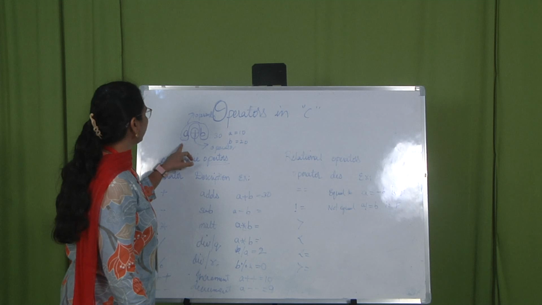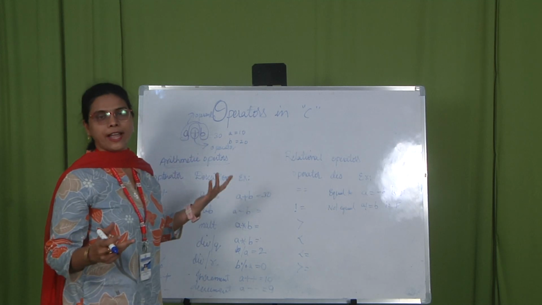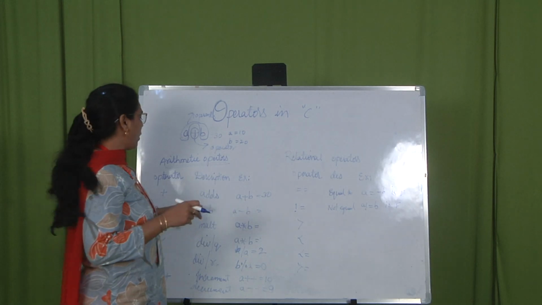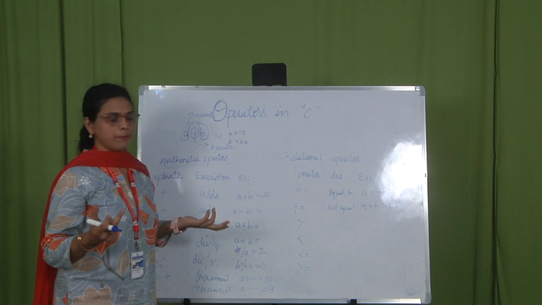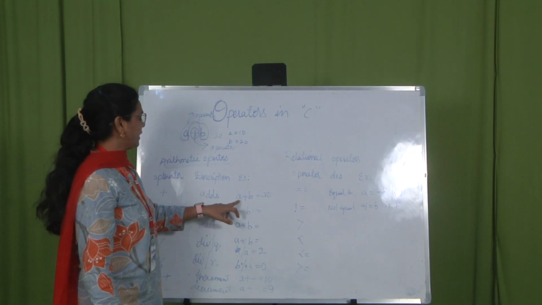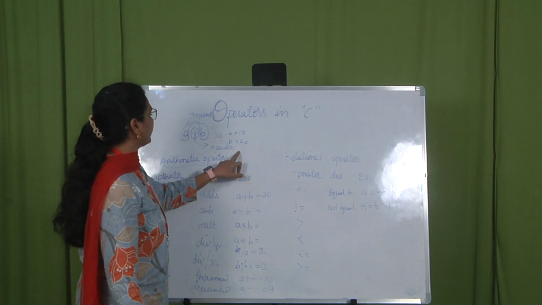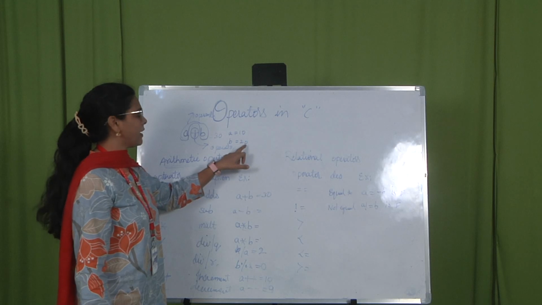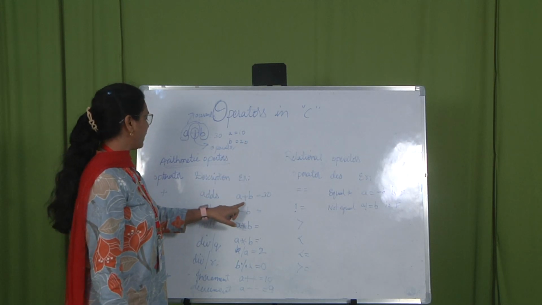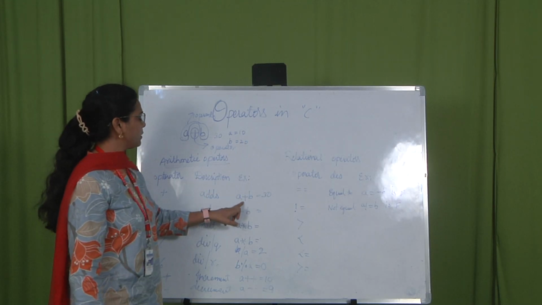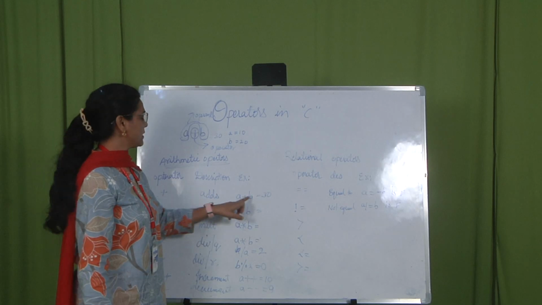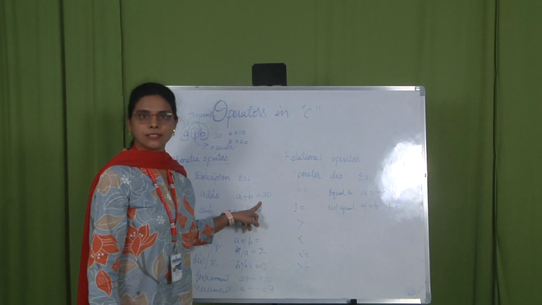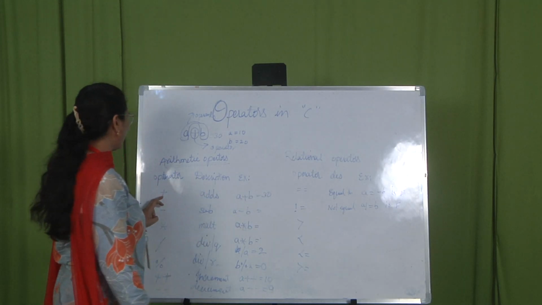Operands are nothing but x, y, z as we use in maths. The operands can be any numbers. Here I have taken A plus B. For example, A is holding a value of 10 and B is holding a value of 20. So when we apply this plus symbol to A plus B, since A is holding 10 and B is holding 20, you get a result of 30. So this is the first symbol.